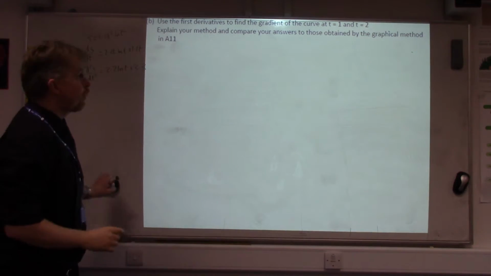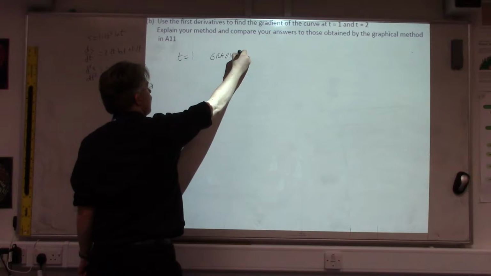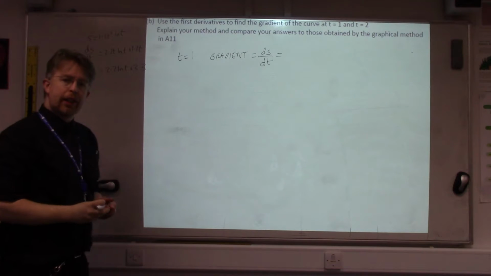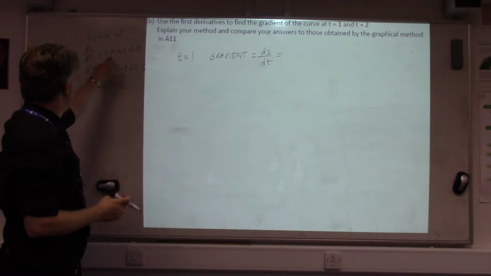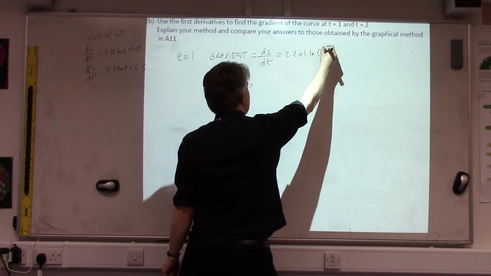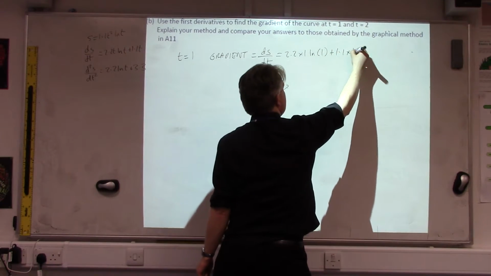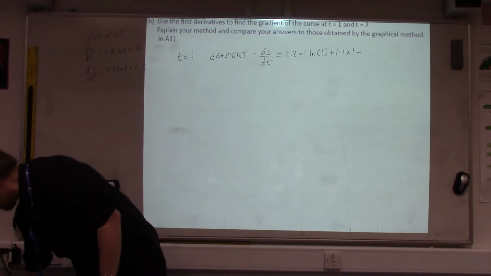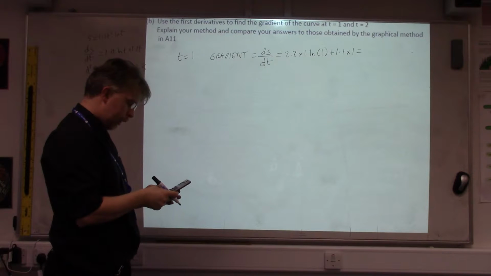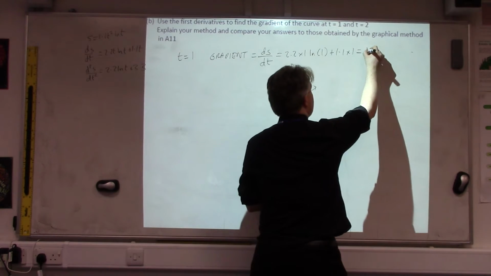So finding gradients at t equals 1 and t equals 2. As always, we just stick the value into ds by dt. So when t equals 1, 2.2 times 1, ln of 1, I need to put it in brackets when we do it in the calculator, plus 1.1 times 1. Get my calculator out. 2.2 times 1 ln 1, close brackets, plus 1.1 times 1 equals 1.1.